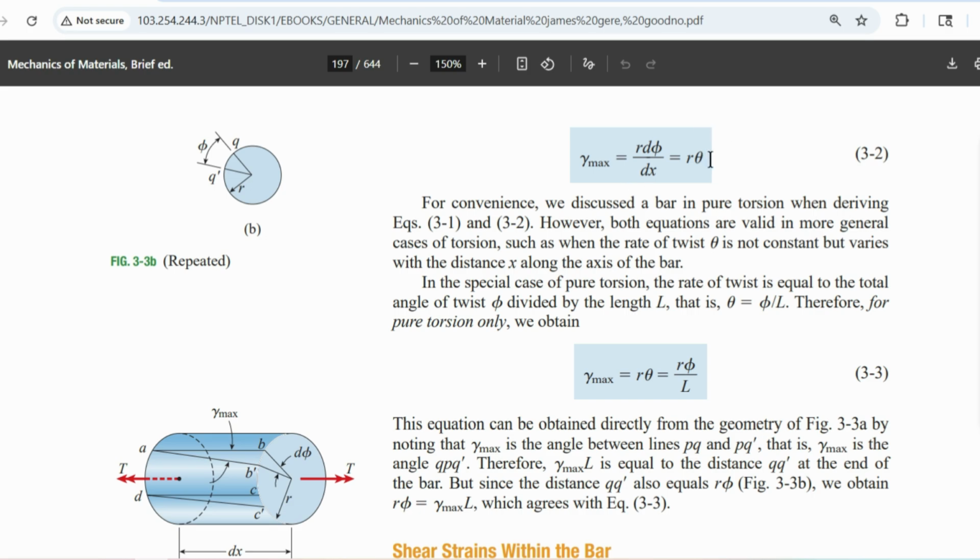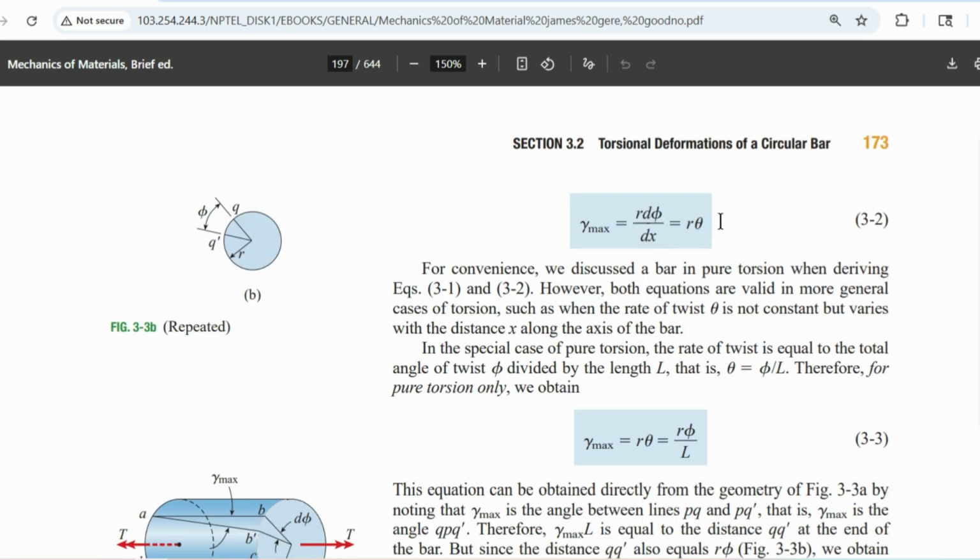So, shame on me for thinking that this rate of twist had to be a constant. It could be a function of x. So there you go. In our case, it's going to be a constant. So that's when it's not constant, but does vary as a function of x.